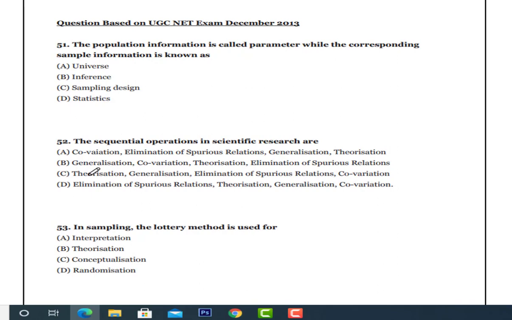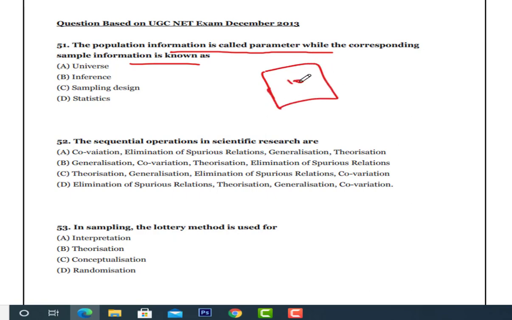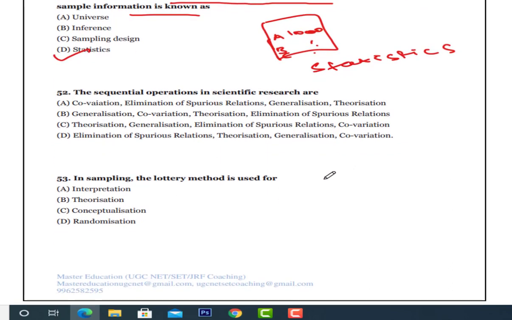The next one. The population information is called parameter, while the corresponding sample information is known as statistic. For a population, I am getting some sample information, collecting some data. For example, 1000 in city A, city B and city C, some data is collected. That is called statistics, right? So option D is the correct answer.